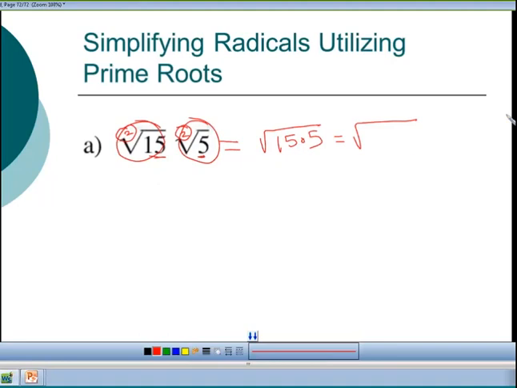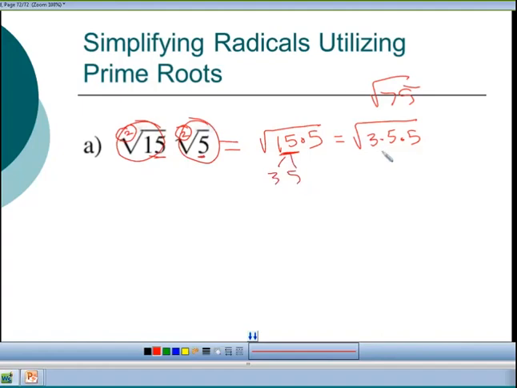and then what I can do is rewrite it with 15 broken down to be 3 times 5 times 5. And rather than actually multiplying it together and getting bigger and writing the square root of 75, I can rewrite this using the prime roots here. 15 breaks down to be 3 and 5.